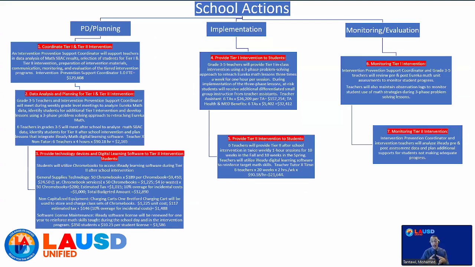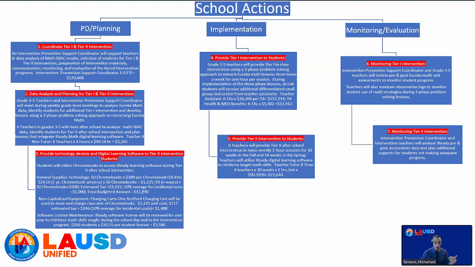Now, your school actions must align to that school strategy that you develop, and they should describe how your strategy is being implemented. And as part of that how description, you want to include three key headers that you must have within your actions. Number one, PD/planning. Number two, implementation actions. And number three, monitoring/evaluation actions.